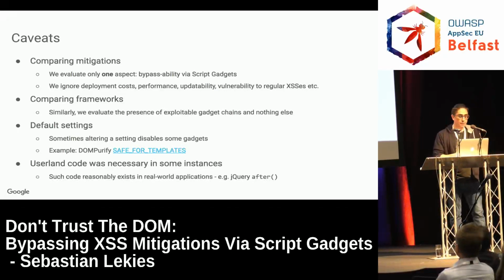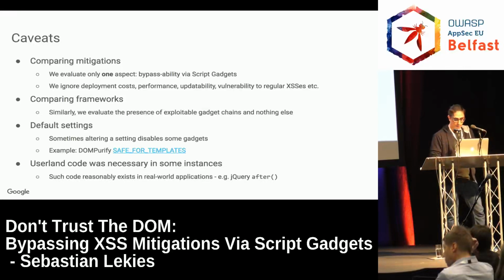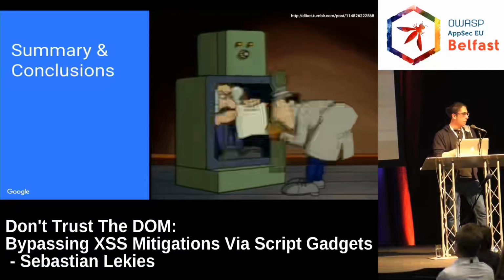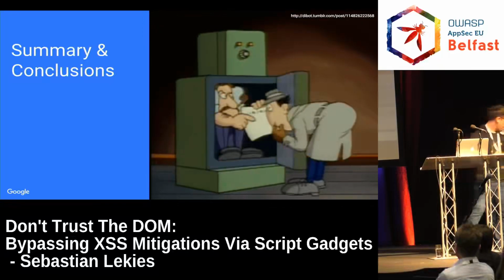And the user-learned code was necessary in some instances, but the code that we used actually to trigger the gadgets, we think it reasonably exists in a real-world application. So, for example, we used the very basic jQuery function in one of the instances. And now I will go back to Sebastian to give you some sort of summary.